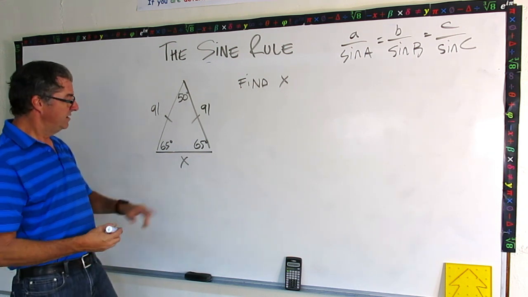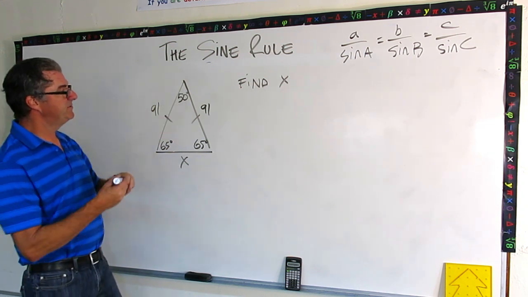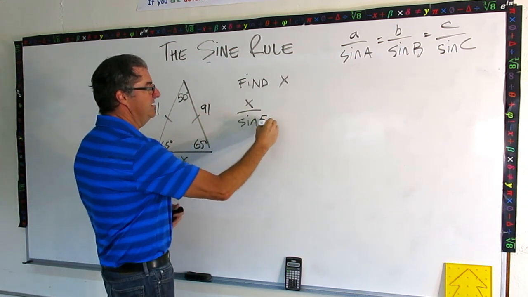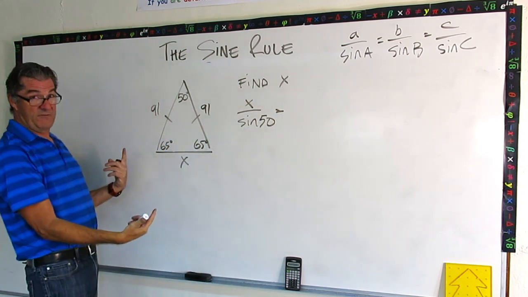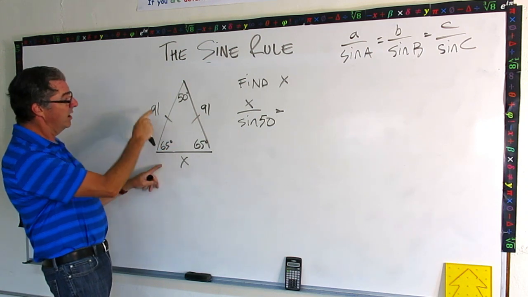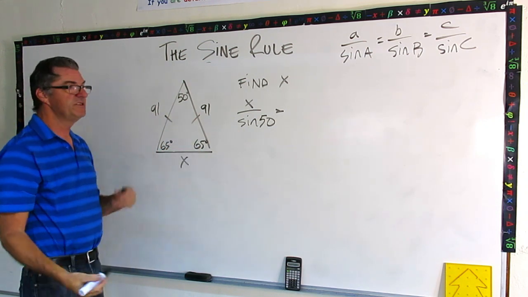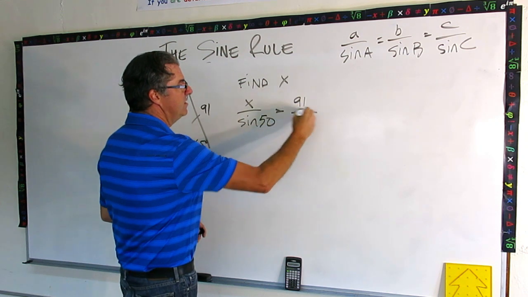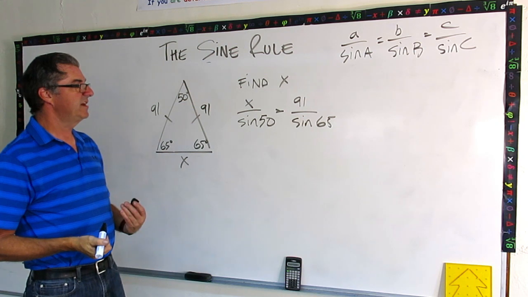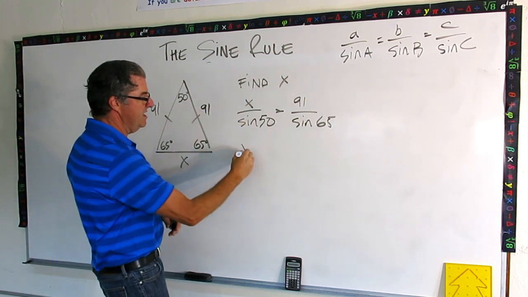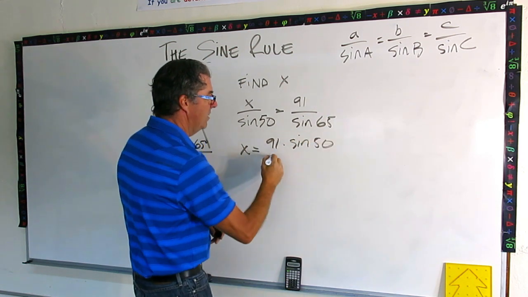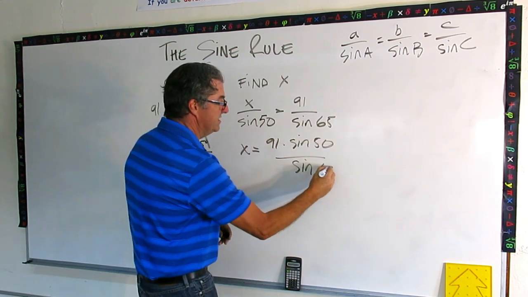Okay, let's see how you did. So here's my unknown, and there's its opposite angle. So this is going to be x over sine 50. Now I can use either of the other two. They're going to be the same ratio. It's going to be 91 over sine 65 or 91 over sine 65. Either one's going to work. So I'm going to write 91 over sine 65. So there we go. There's our plug-in step. Now I'm going to cross multiply up and get x equals 91 times sine 50 over sine 65.